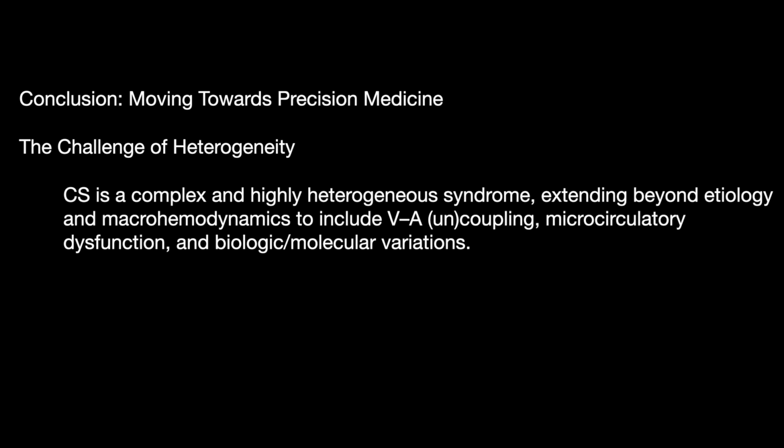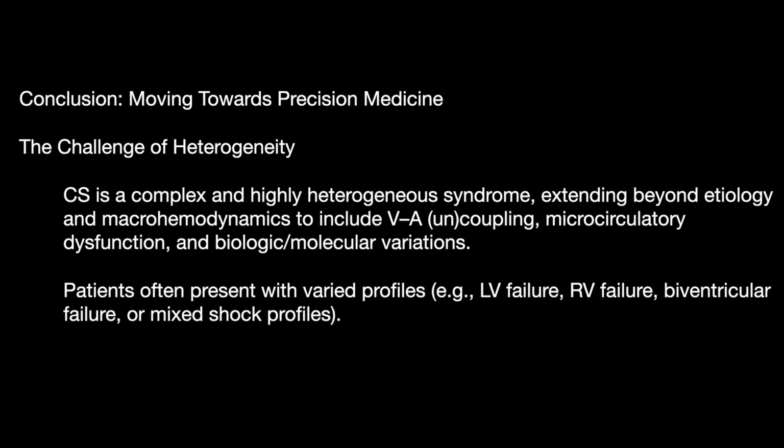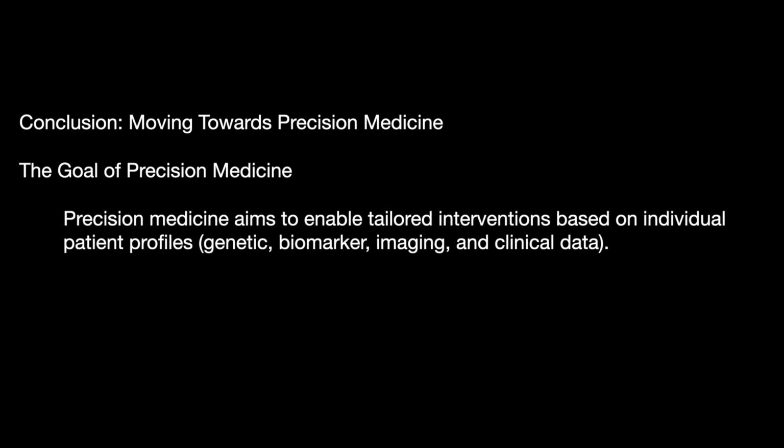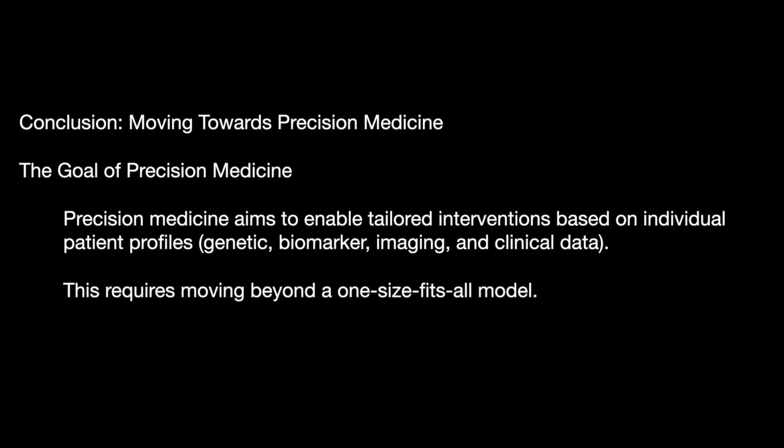The microcirculatory parameters must be checked. Just macrocirculatory parameters are not going to be adequate. And apart from that, you have inflammation in the patients. So there is a molecular and biological variation which will vary from patient to patient. It won't be the same from patient to patient. So you cannot have a one-size-fits-all theory for all. Patients often present with varied symptoms, as you have already seen. So the conclusion is that we must have a goal of precision medicine. Precision medicine should aim to tailor the intervention based on the patient's individual genetics, biomarkers, imaging, and clinical data. It requires going beyond the one-size-fits-all model.